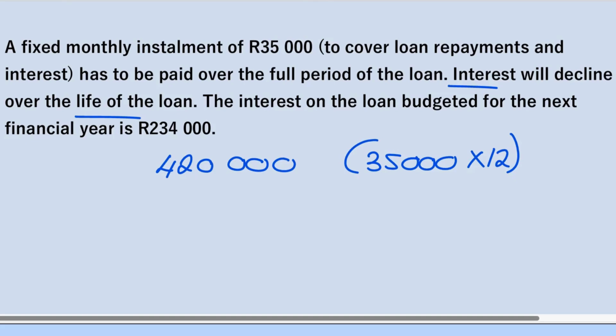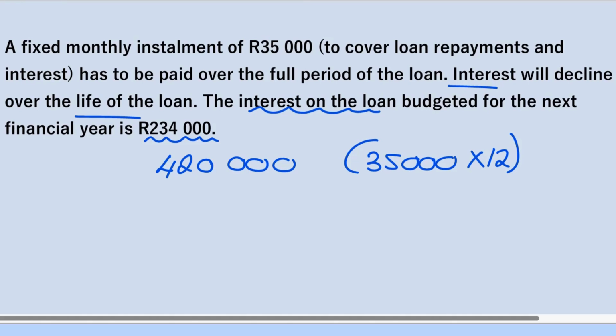Why will it become less? Yes, why will it become less? Because you're paying off on your loan. Yes, so the capital portion that you still owe gets reduced every year. Therefore, the interest will decrease every year. Now they say the interest on the loan budgeted for the next financial year is 234,000. So they're estimating what the interest will be in the next financial year.